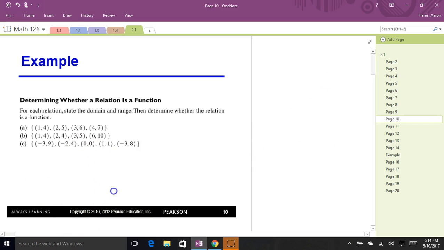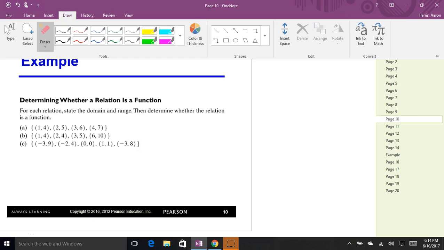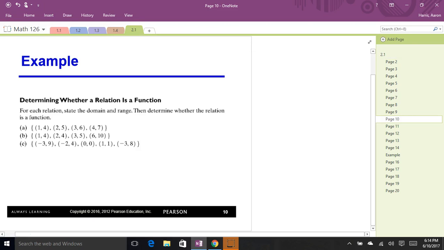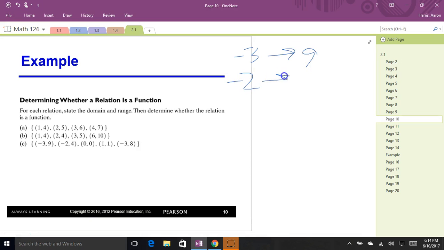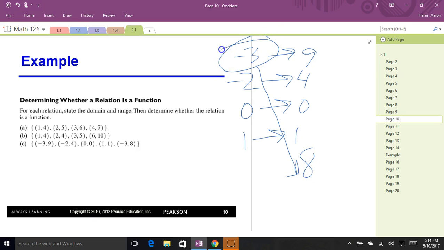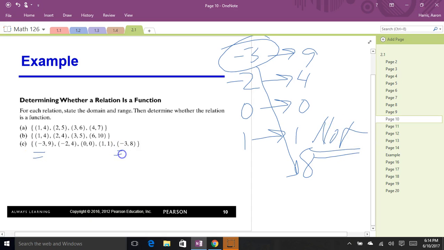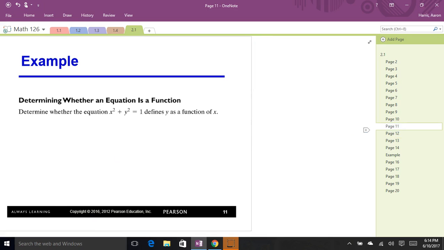Erase these real quick, and now let's do C here. So C, we have negative 3 going to 9, negative 2 going to 4, 0 going to 0, 1 going to 1, and you have negative 3 also going to 8. So because of that negative 3 problem child, this is not a function. Notice if I'm looking at it as an ordered pair, anytime I've got that repeated x, that same x going to different y's, it's not going to be a function.